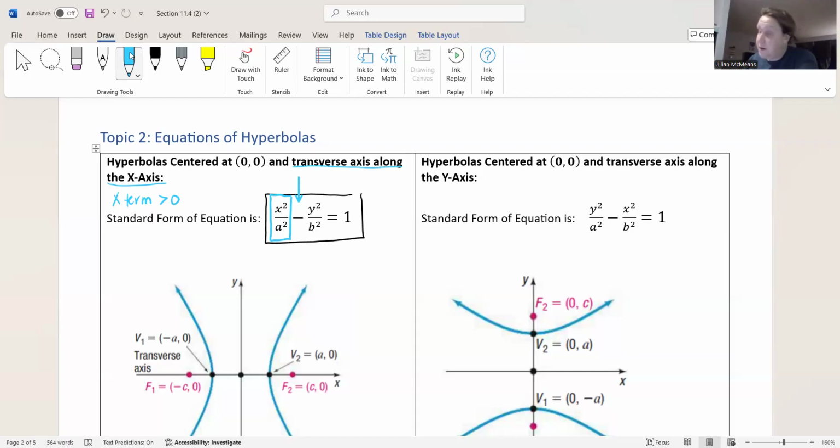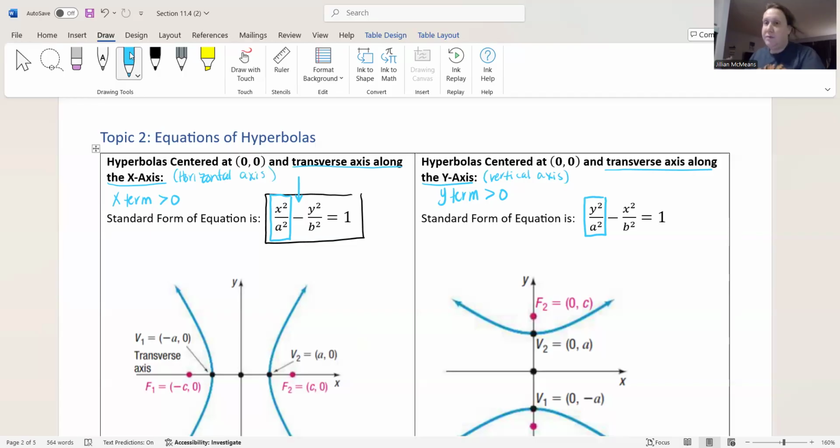Now, on the flip side of that, if the y term is the one that is positive, then you're going to have a transverse axis that, when you're centered at the origin, is along the y-axis. So this means you're going to have some kind of vertical axis, whereas if x is the positive term, you're going to have a horizontal axis. That tells you how your hyperbolas are opening.